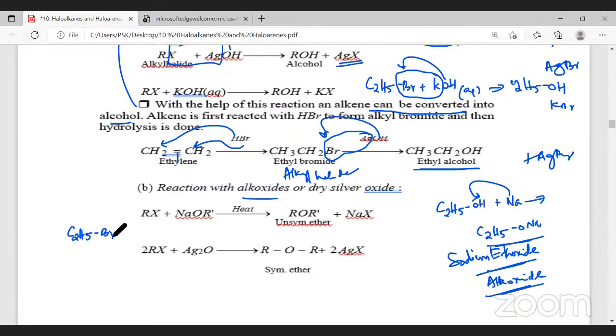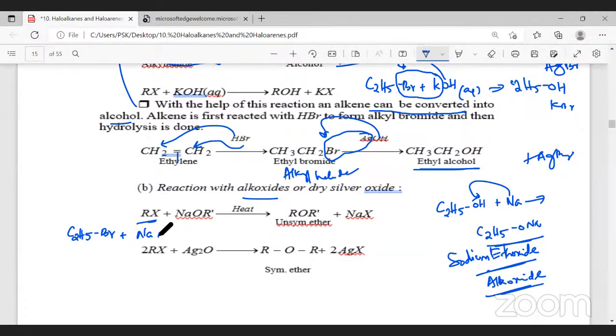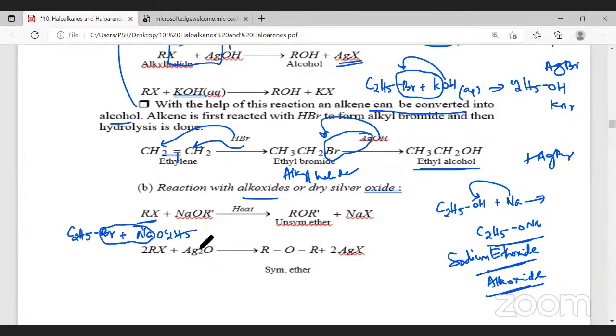Now, alkyl halide is RX, it is a general representation. Specific example, if you take ethyl bromide, and if you allow it to react with sodium ethoxide, NaOC2H5. So C2H5ONa, I've written it as NaOC2H5 because I can show you the elimination of NaBr. When NaBr gets eliminated, what do you have now? C2H5, and you have an oxygen, and you get C2H5. This is an ether.